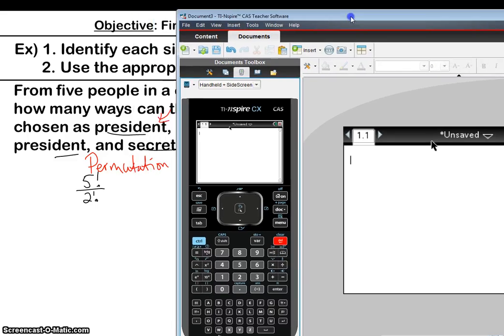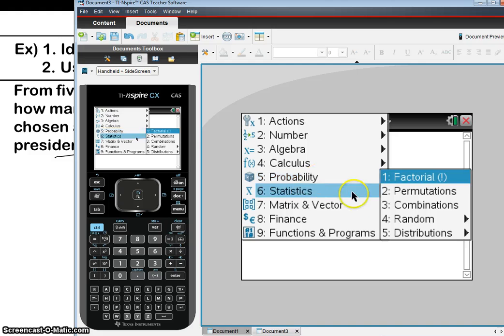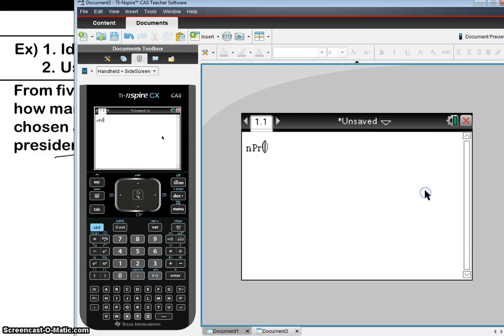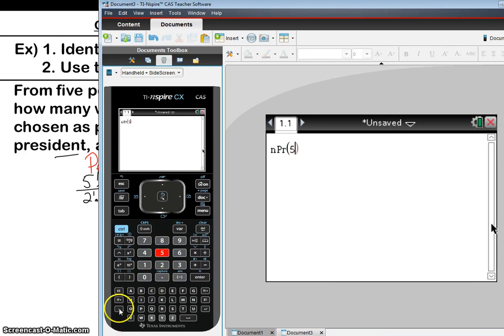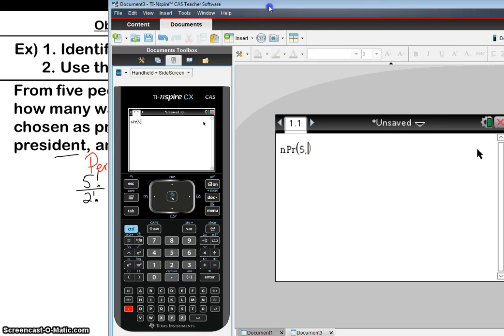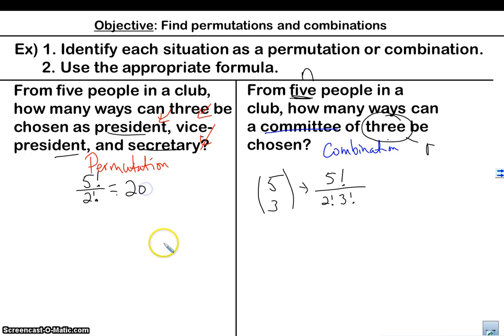So we want a permutation. Check this out. Menu, probability, permutations. N was 5, comma, R was 2, and we get 20. All right, so here we get 20.